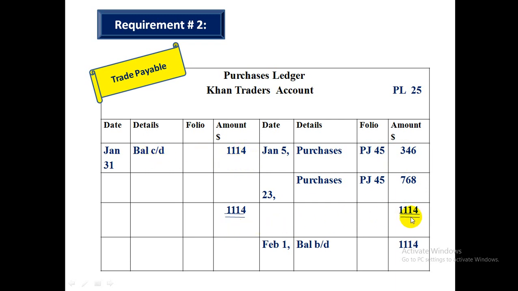We'll rule off both the sides. Same balance carried down will become our balance brought down on the 1st of next month. We had given it this number. PJ means purchase journal. Nothing from return journal came to this. We posted the information from purchase journal only.